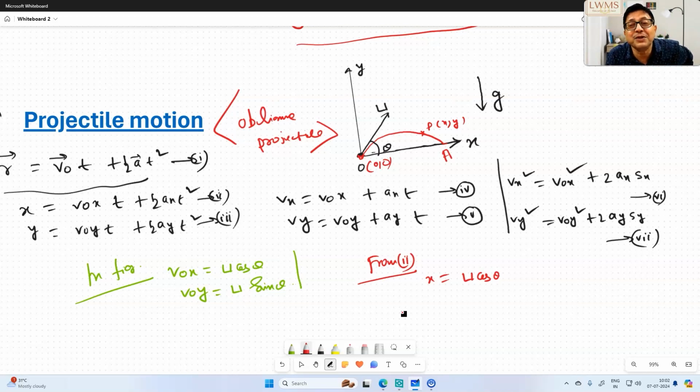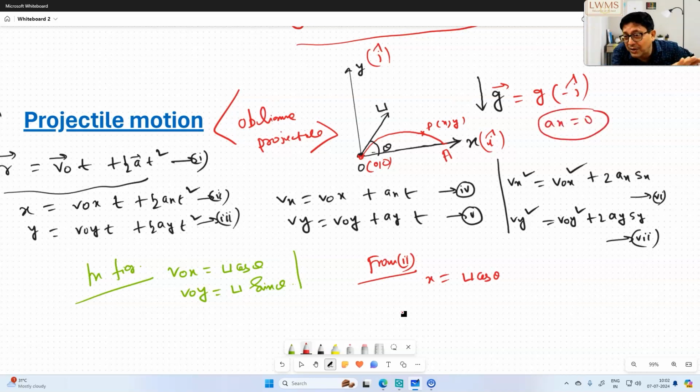See, what is the acceleration going to be? This is a unit vector, this is also a unit vector. Then this g vector is what? It is g into minus j. So ax is 0. It has no component along the x-axis. Vertically downward, no component. But ay is there. ay is g, downward. This g is downward.